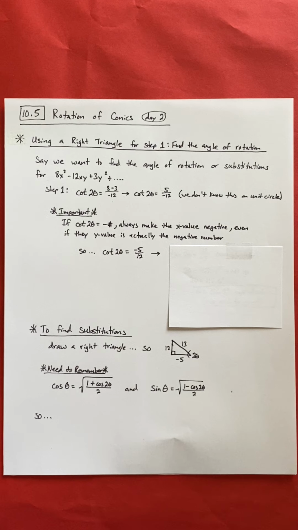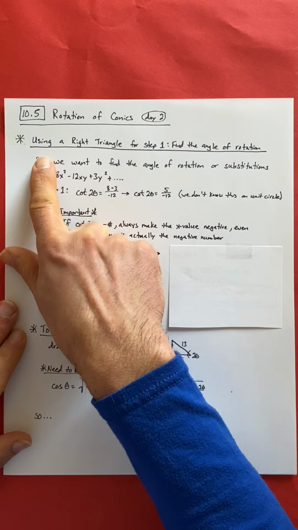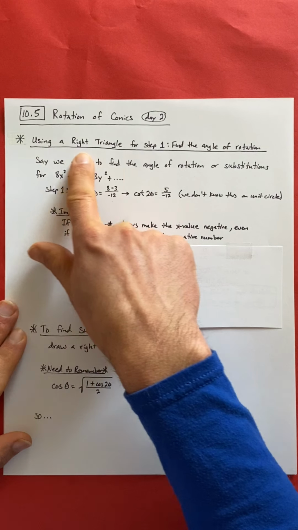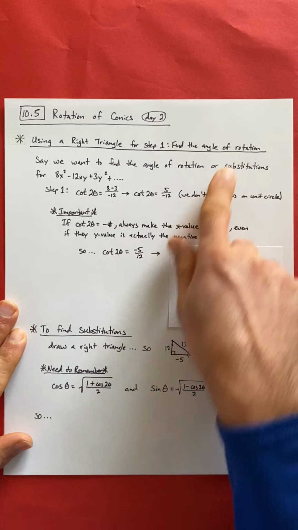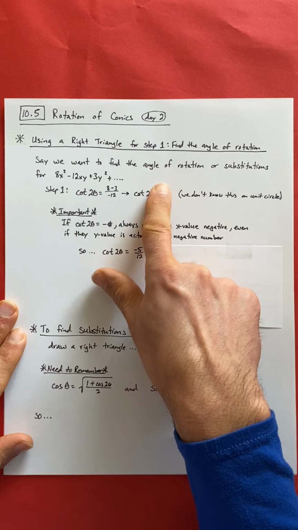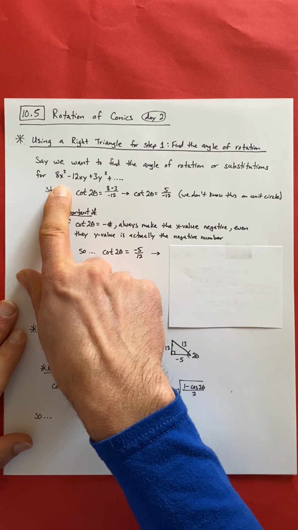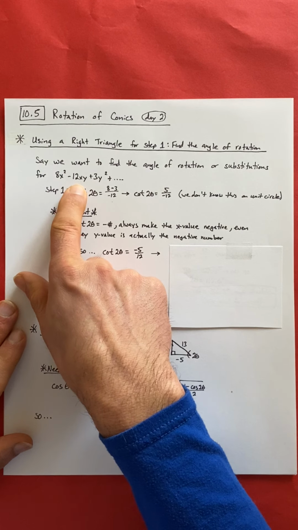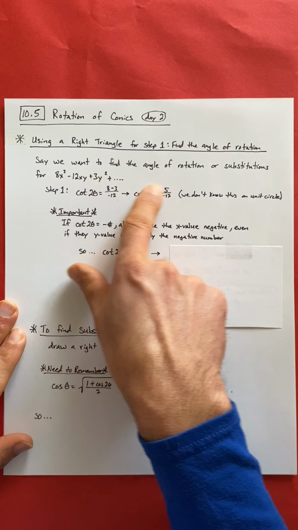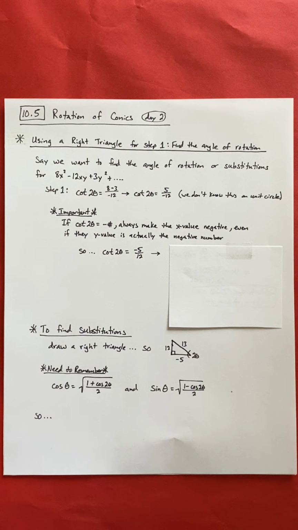All right, when we wrote down the steps yesterday, step 1, we said find the angle of rotation. We might use a unit circle or we might draw a right triangle. That's what we're going to do today. So the main topic for this is using a right triangle for step 1 in terms of finding the angle of rotation. So let's say that we want to find the angle of rotation or the substitutions for the equation that looks like 8x squared minus 12xy plus 3y squared plus the rest of it doesn't matter for what we're going to do for this. So I'll give you a second to write that out.